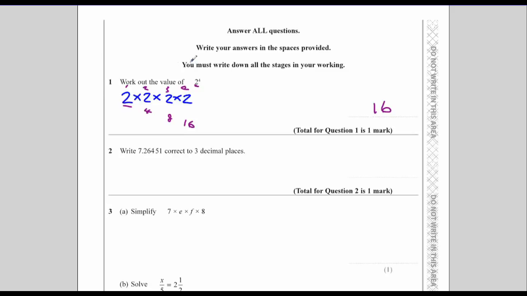You can see why this notation is very useful, because what if you had 3 to the power of 11? You don't want to sit there writing 3 times 3 times 3 11 times, do you? It's boring. Moving on.